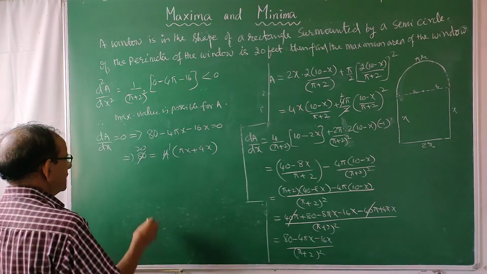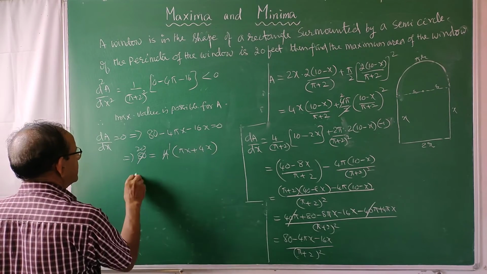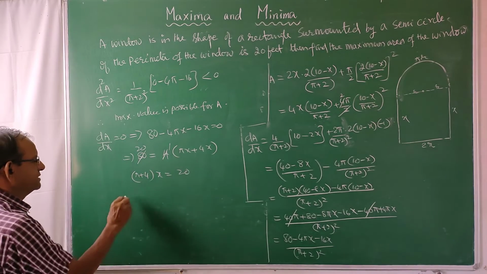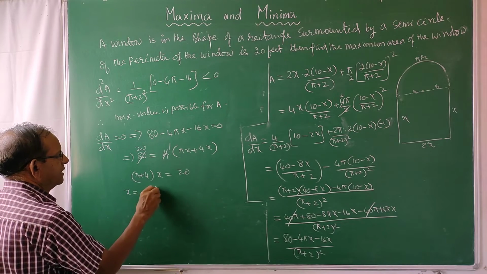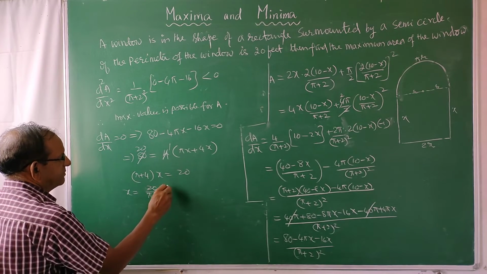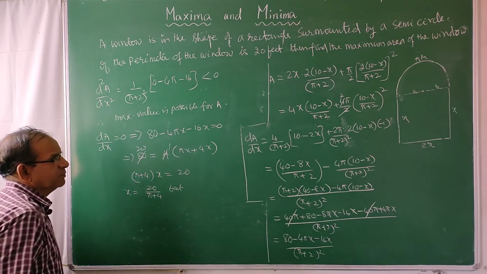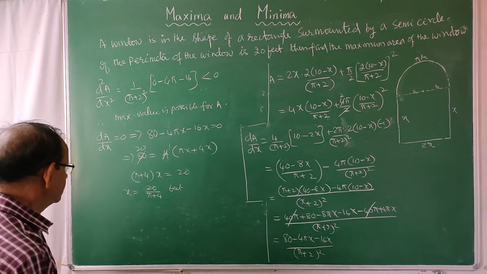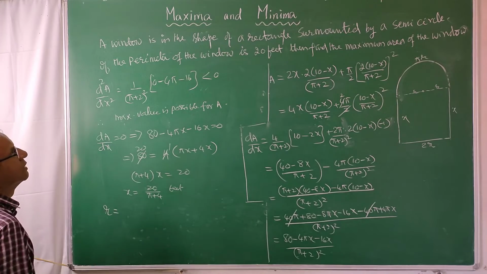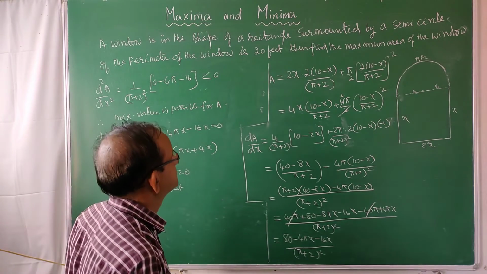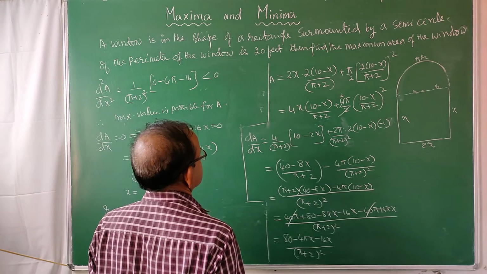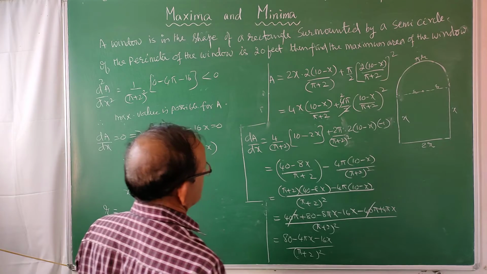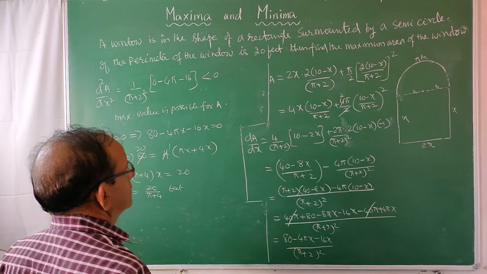So 20, you take x common, (pi plus 4) into x is equal to 20. So x is equal to 20 by (pi plus 4) centimeter or feet. Then what about r? What is the value of r? r is equal to, we got it previously, 2 into (10 minus x) by (pi plus 2), and the breadth is x into 2r.